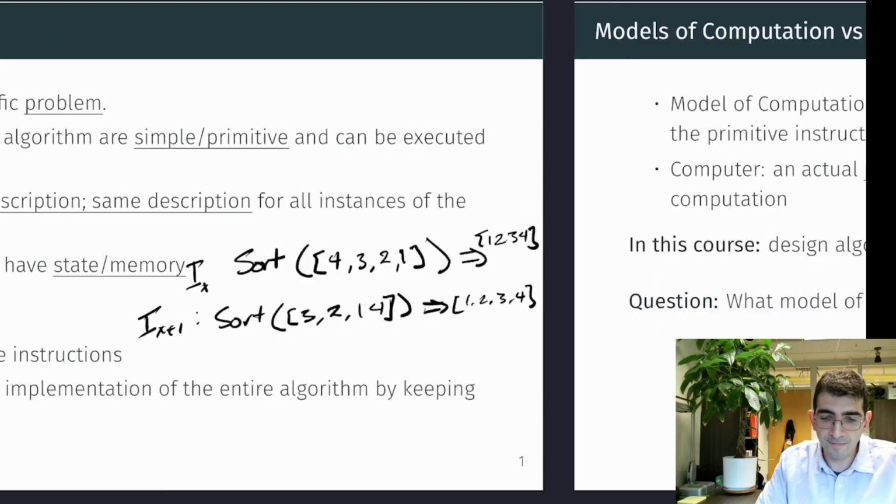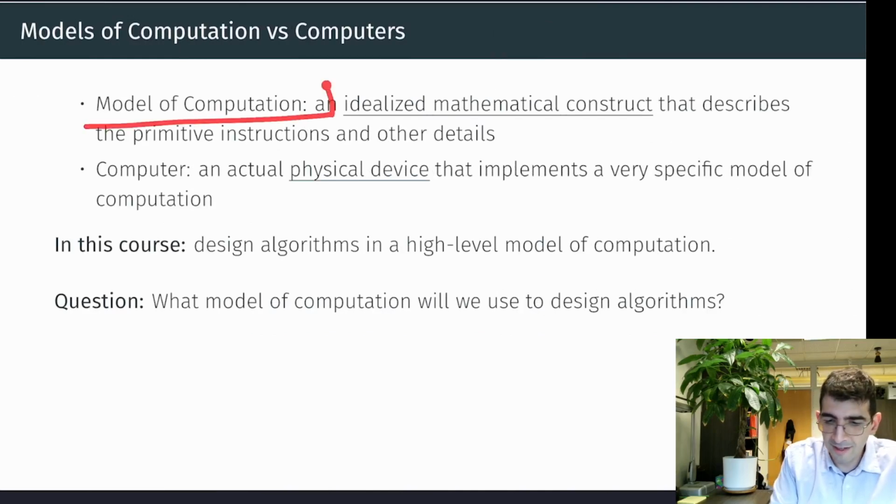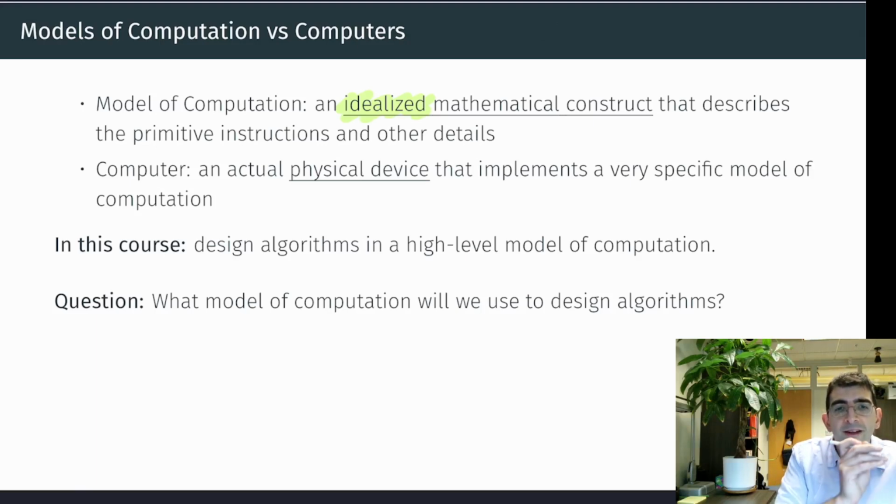So the model of computation that we want to use is an idealized, and I want to emphasize this because it's important, an idealized mathematical construct that describes the primitive instructions and other details. With this computer, we ideally want something, the ideal computer, that implements those primitive steps in a consistent manner, right?